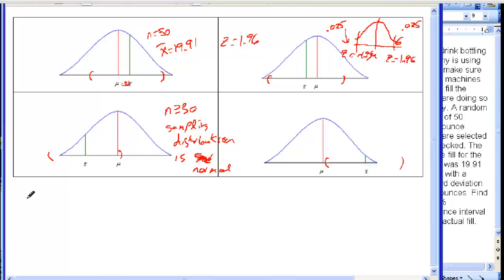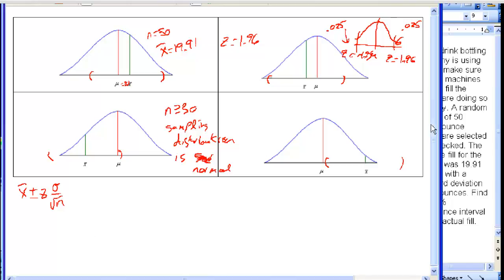So there's a formula for doing that, and it looks like this. The interval would be x bar plus or minus z times sigma over the square root of n. This would be two interval endpoints. It would be x bar minus z times sigma over the square root of n, and x bar plus z times sigma over the square root of n.